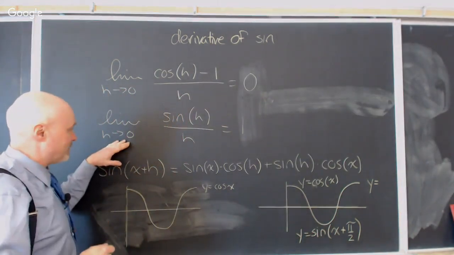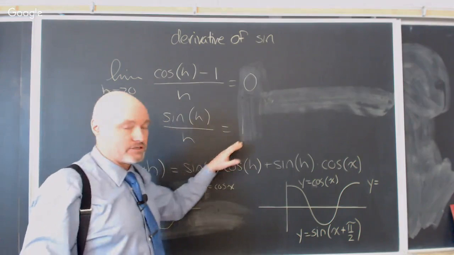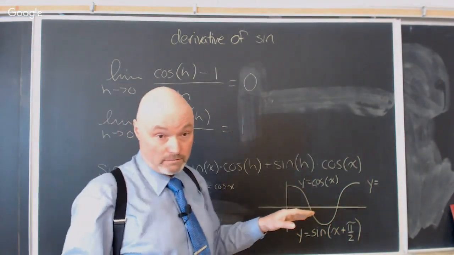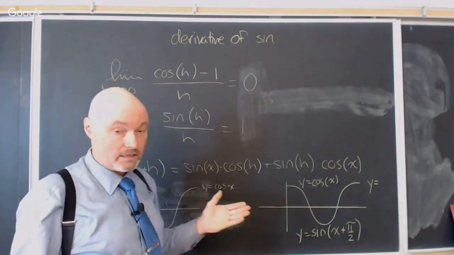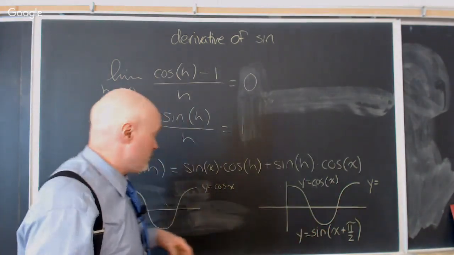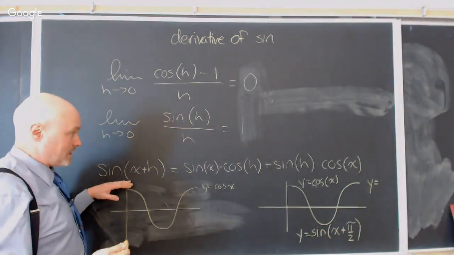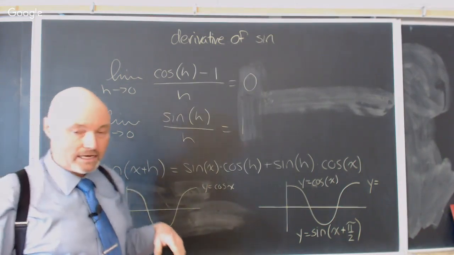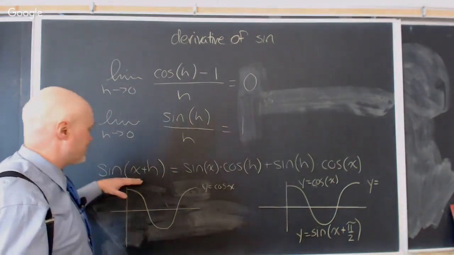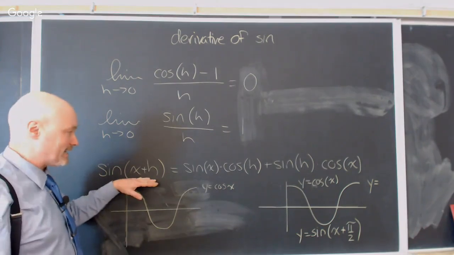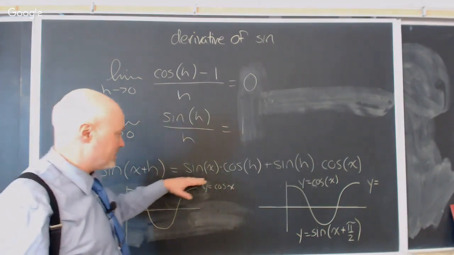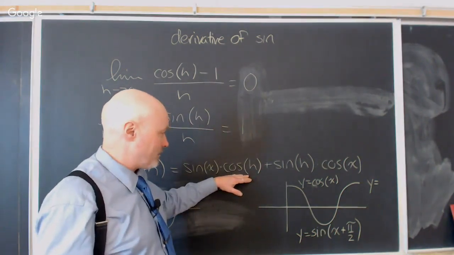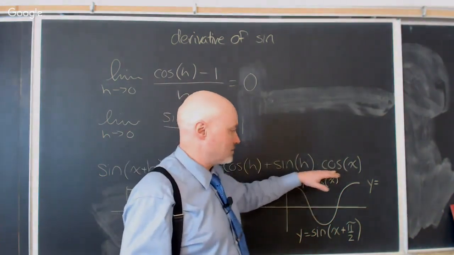Similarly, this limit as h goes to 0 of sine h over h tends to 1, okay? And we have to take the limits because both of these result in a division by 0. If you haven't taken advanced functions, you don't recognize this angle sum identity, okay? The sine of angle x plus angle h is equal to the sine of x times the cosine of h plus the sine of h times cosine of x.